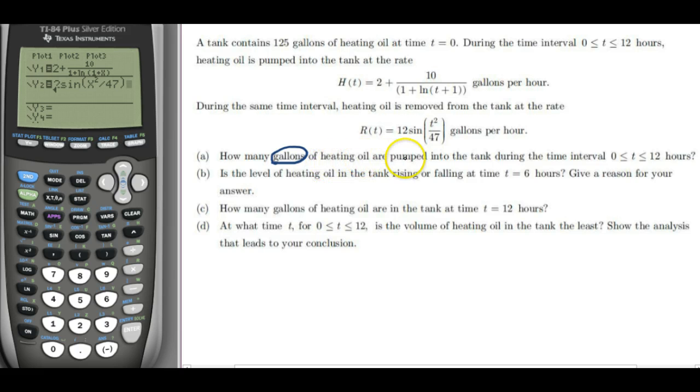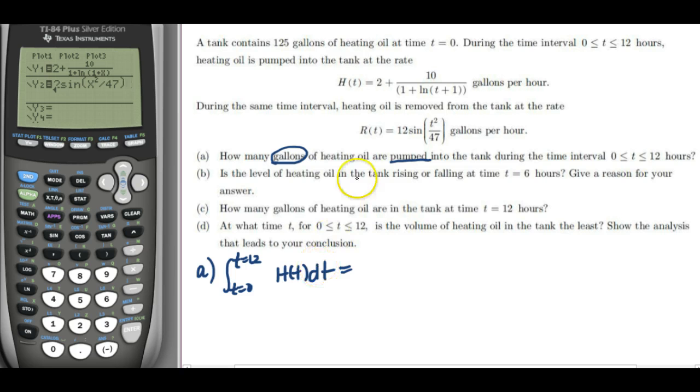So we know we're going to need to do some integrating here. We're going to need to integrate the function that involves pumping oil into the tank. How many gallons are pumped into the tank? That was h of t between 0 and 12. So the integral I'm setting up is the integral from time 0 to time 12 of h of t dt. It's just how many gallons were pumped into the tank, not how many gallons are in there total, so we don't have to care how many there were to begin with. It's just how many were pumped into the tank between 0 and 12 hours.